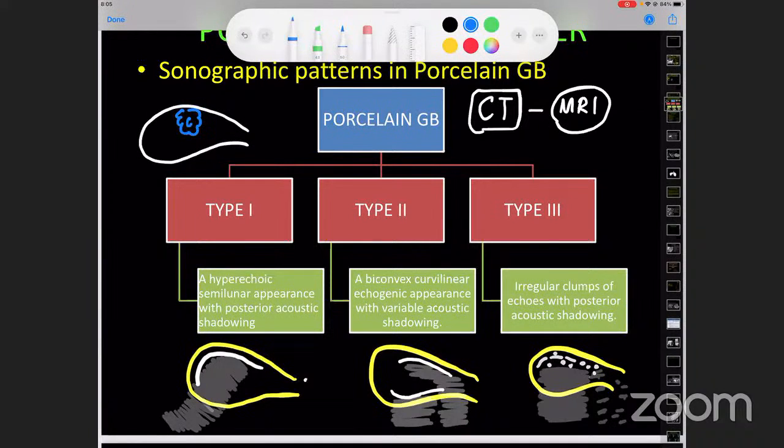I think although the calcium per se is better visualized on CT scan, MRI has got some beauty on its own, because you can see the calcium on MRI as well in some definite sequences, and you can see the surrounding area more clearly. But as I said, it has not got a clear-cut superiority in comparison to CT scan. MRI does not have a clear-cut superiority in diagnosing porcelain gallbladder.